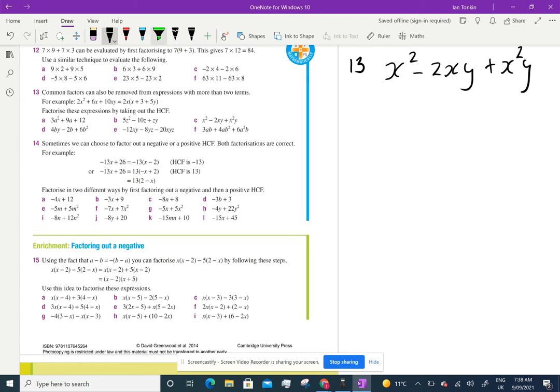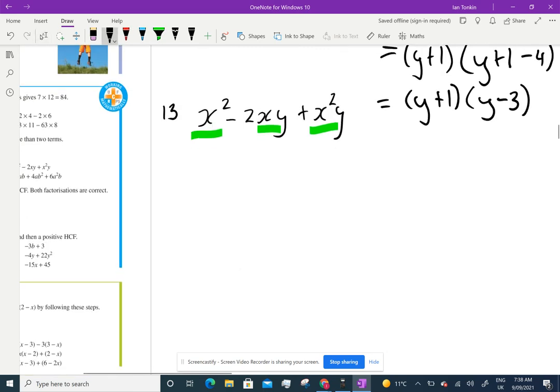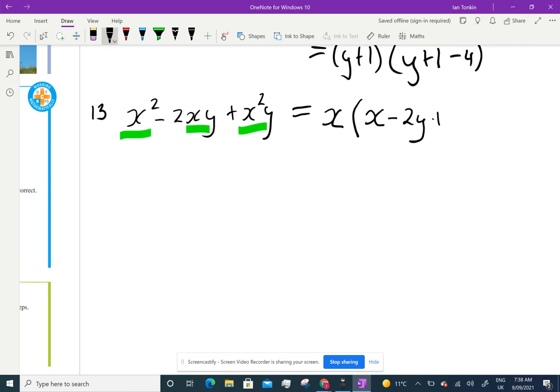Now I'm looking for something that is common in all of them. Well, I can't take out a y, but I can take out an x. I can't take out any numbers, so I'll take an x out the front. If I take an x out of the first thing, I'm just left with an x. If I take an x out of the second thing, I'm left with a 2y. And if I take an x out of the last thing, I'm left with an xy. There's nothing else that is common in there. I can't take anything else out.